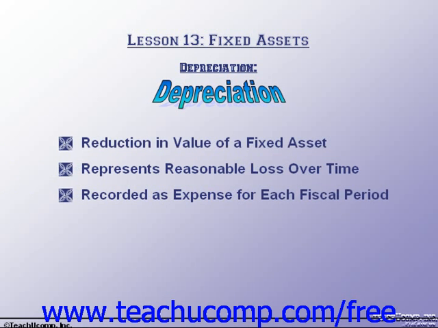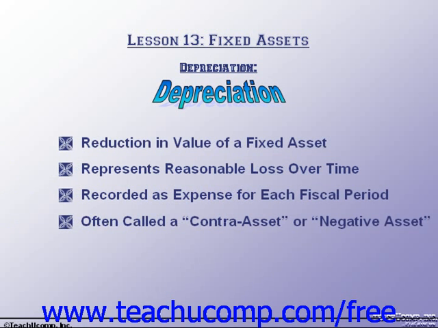Remember that when you purchase a fixed asset, you do not record the expense at the time of purchase. Instead, the expense is taken over a period of time as the asset loses its value. Therefore, depreciation applies only to fixed assets, not items bought as expense items. It is also the reason that depreciation is sometimes referred to as a contra asset or negative asset.